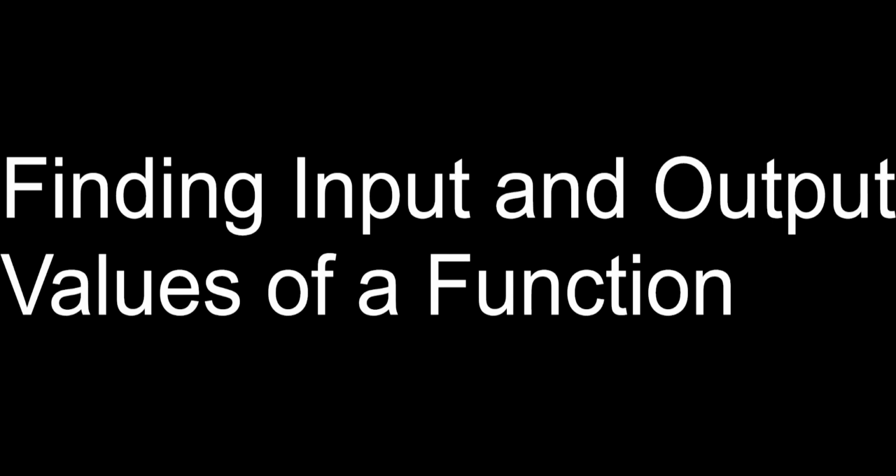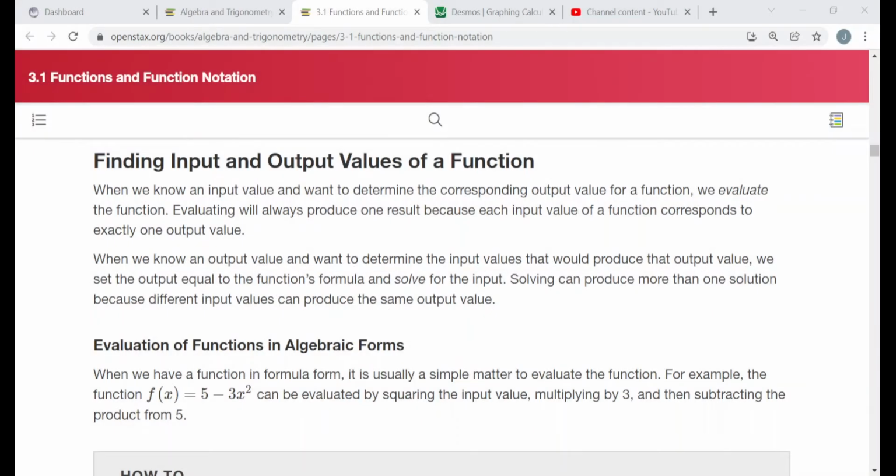Hello everyone. The title of this video is Finding Input and Output Values of a Function. Now each example I'm going to be doing in this video is taken directly from a free online textbook at openstax.org. I'm in their Algebra and Trigonometry text, section 3.1 called Functions and Function Notation. And I'm under the heading Finding Input and Output Values of a Function.